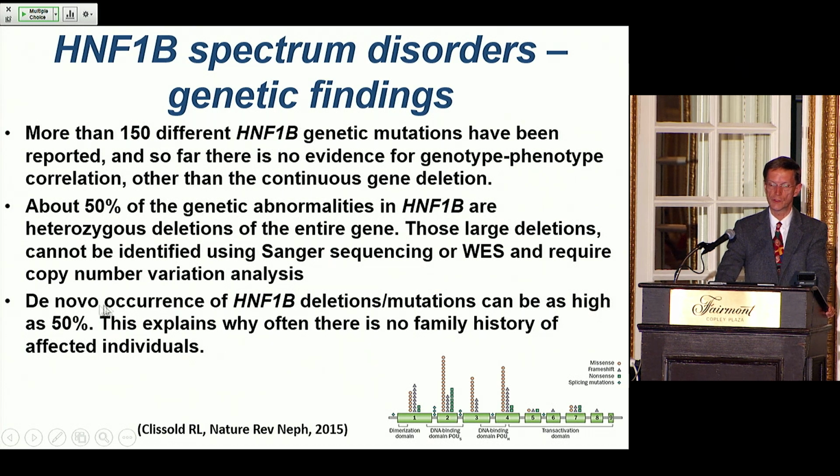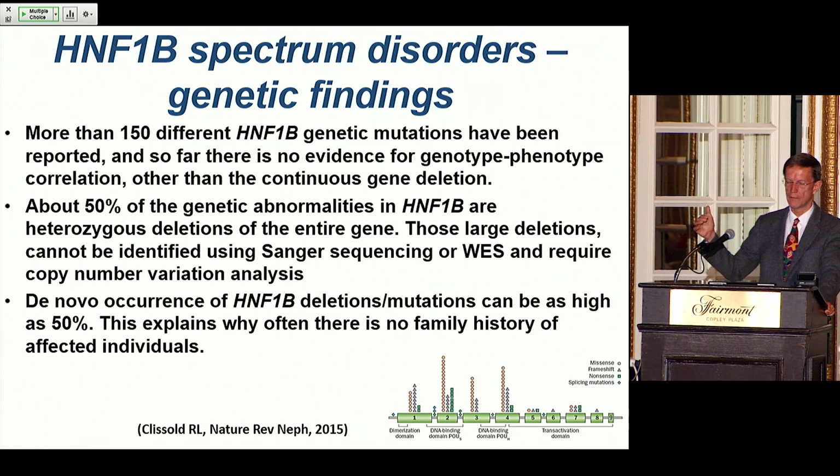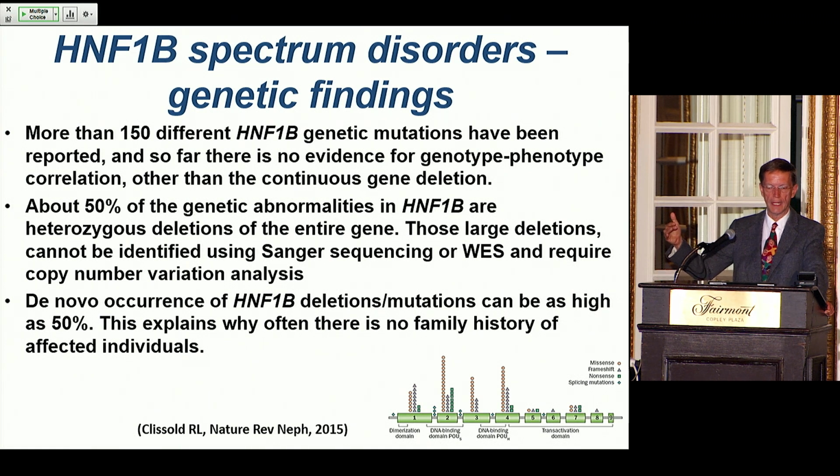Often also there is de novo occurrence where the heterozygous deletion will have occurred in the patient only, and his or her family, parents and everybody in the ancestry will not have the deletion. That's something important to keep in mind, again as an example that lack of familial occurrence doesn't exclude a monogenic cause of disease.